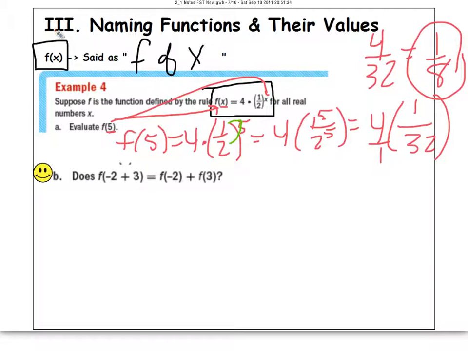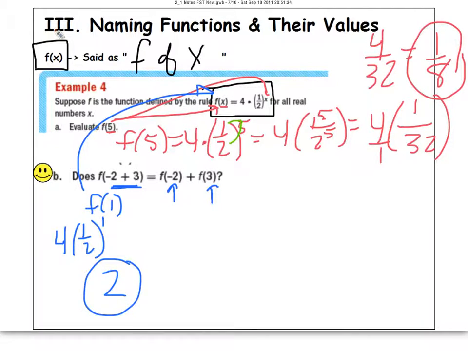Now, the second question is wondering, what if we use the same function? What if we find f of -2 plus 3 versus what if we find f of -2 and then add to it f of 3? Is that going to give us the same answer? Well, let's test it out. f of -2 plus 3 is really just asking us for f of 1, is all it wants. So I'm going to use our equation up here and just put 1 in for x. So that would be 4 times 1/2 to the 1st power. 4 times 1/2 is going to be 2. Okay, so this side equals 2.